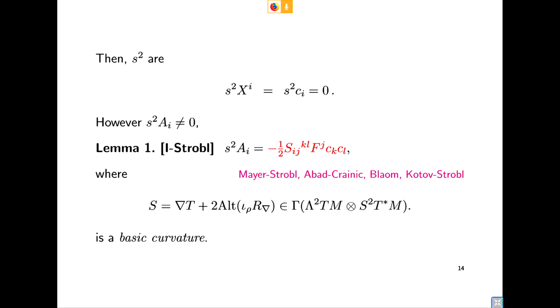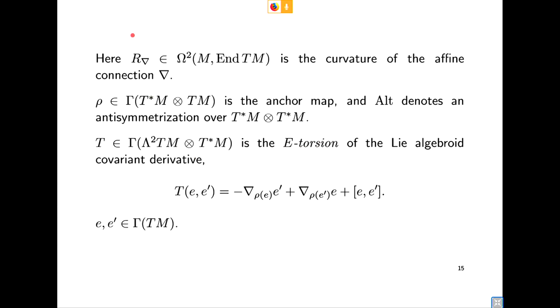What is this one? R is the normal curvature of our affine connection, and rho is the anchor map of our Lie algebroid. The anchor map is also regarded as a section of T star M tensor Tm. The large T is the so-called basic torsion of the Lie algebroid covariant derivative. It is defined like this.